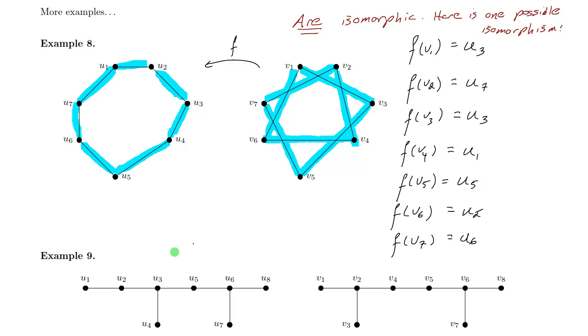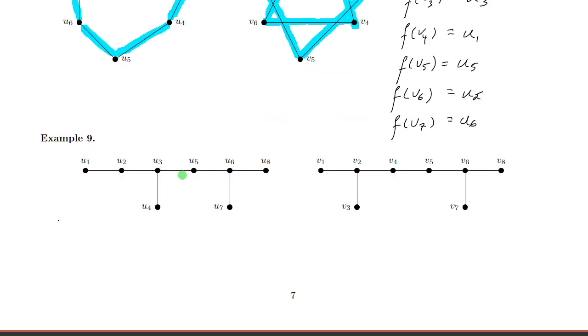In the next example, go through and look at properties. Let's just talk through these. So if I'm starting to think about the number of vertices, or the number of edges? Well, we can see that these all have the same number of vertices, same number of edges.